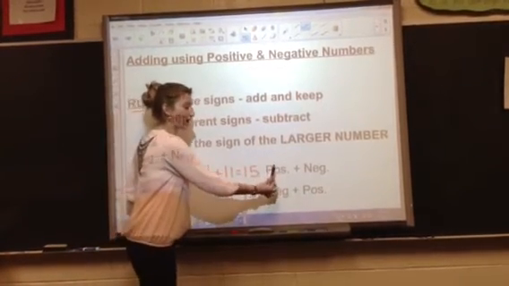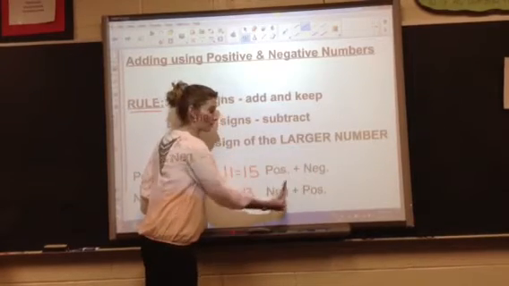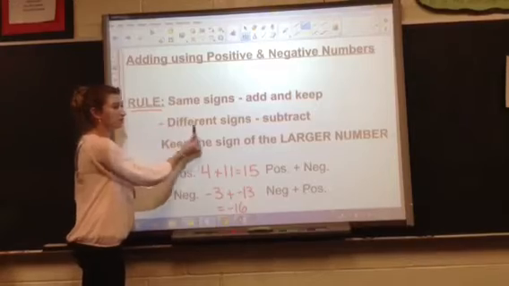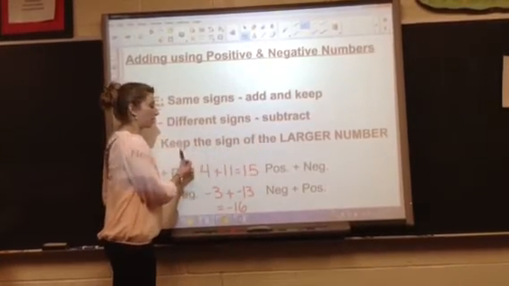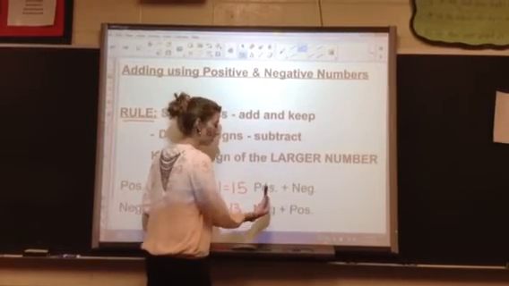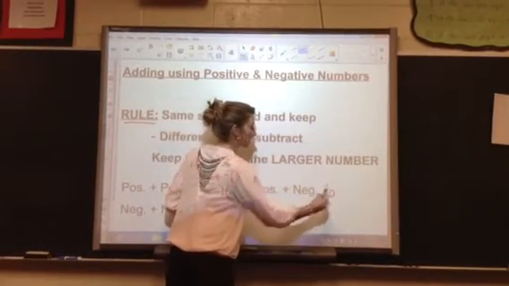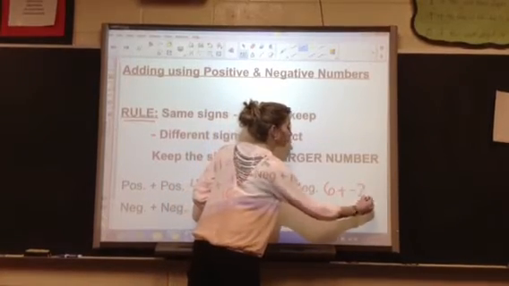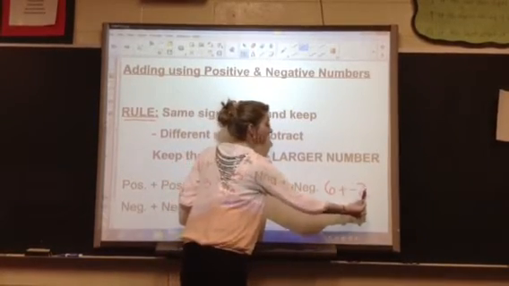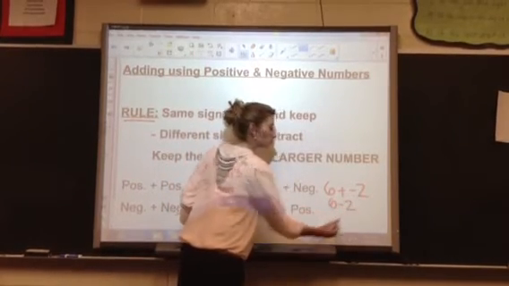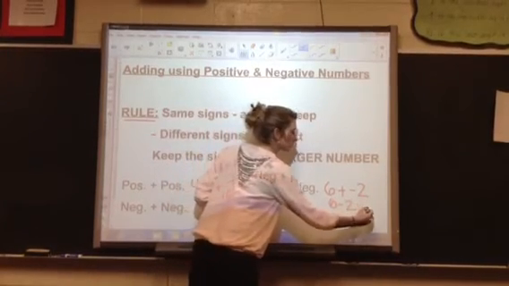The next case, we have a positive plus a negative or a negative plus a positive. So that takes us back to this rule right here. Different signs, we subtract, but we keep the sign of the larger number. And we're going to do a positive plus a negative. A positive number, let's say, is 6 plus a negative number. Our negative number is negative 2. 6 plus negative 2, that could be thought of as the same thing as 6 minus 2. 6 minus 2 is 4.